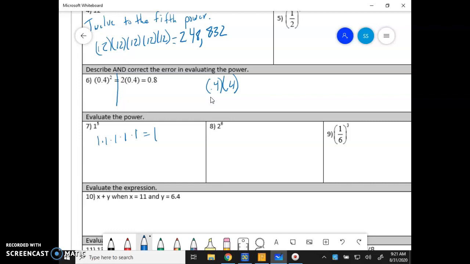All right, 2 to the 6th power is 2 times 2 times 2 times 2 times 2, one more, times 2. All right, and so we go 2 times 2, that's 4. 4 times 2, that's 8. 8 times 2, that's 16. 16 times 2, that's 32. 32 times 2 is 64. So there would be your final answer. And again, you can do this on your calculator. This would be a good one to practice on your calculator.